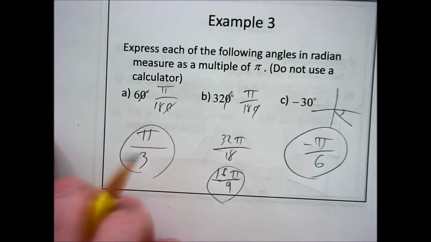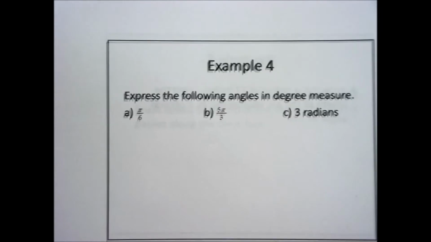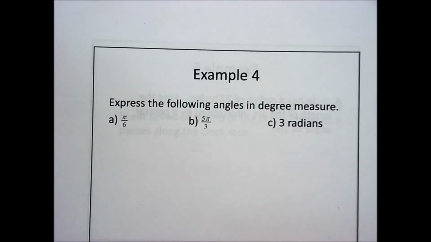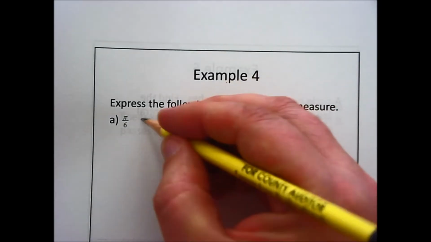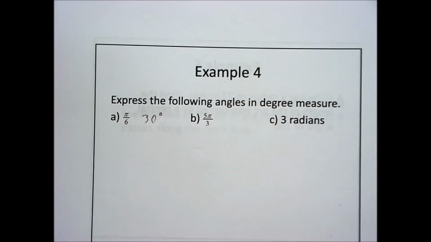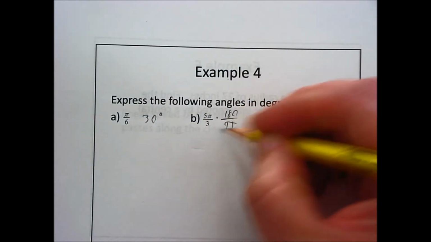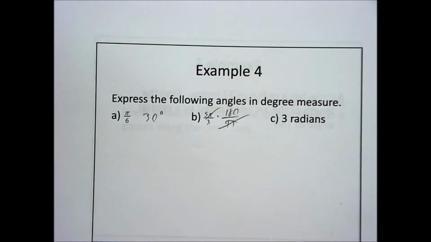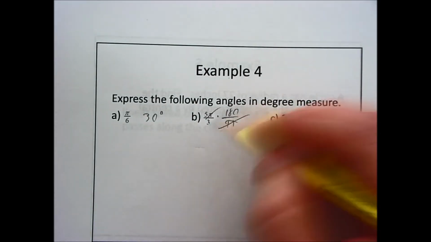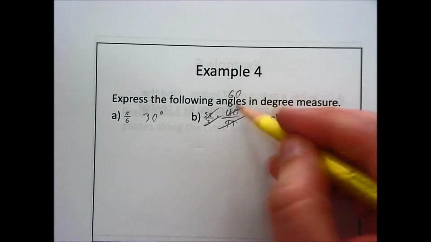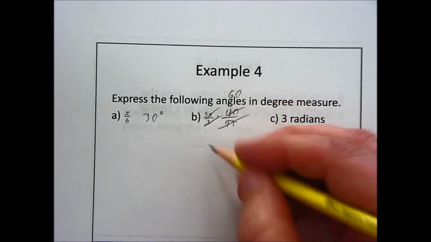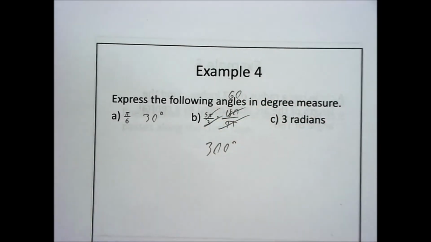Okay. Now, if I want to go the other way, pi over 6. Express the following angles in degree measure. This one is just that common one. I would honestly expect you to know that pi over 6 is 30 degrees. 5 pi over 3 is a little bit harder to spot, so I'm going to multiply by 180 over pi. When I do that, the pi's cross off. 180 and 3 simplify out into 60 and 5. In other words, 5 times 60, 300 degrees.